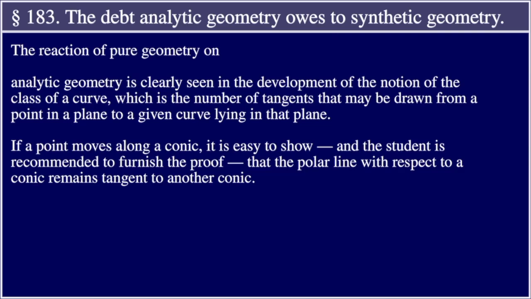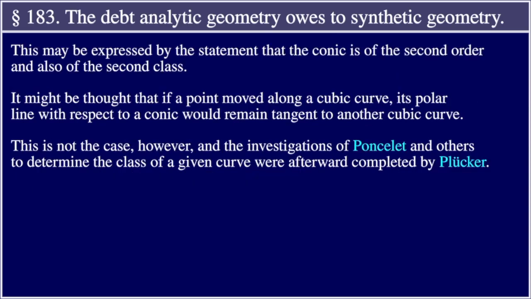If a point moves along a conic, it is easy to show, and the student is recommended to furnish the proof, that the polar line with respect to a conic remains tangent to another conic. This may be expressed by the statement that the conic is of the second order and also of the second class. It might be thought that if a point moved along a cubic curve, its polar line with respect to a conic would remain tangent to another cubic curve.